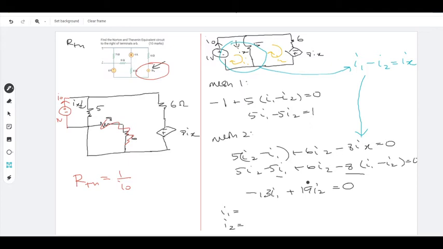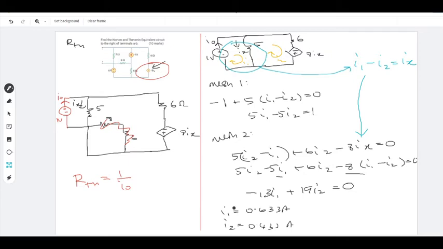I should actually install a desktop calculator for you to actually see. And then plus 19, and then a 0, you will be getting 0.633 ampere as well as 0.433 ampere. Okay, now can you find I naught?